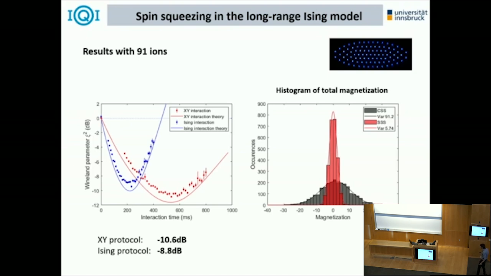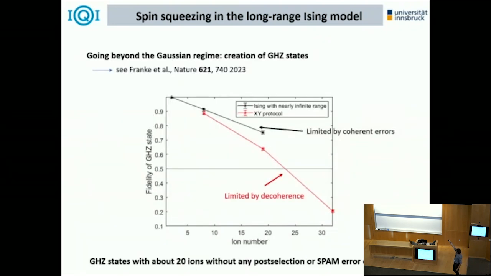The question is now, okay, what happens if you go beyond this optimal point of squeezing? What has been shown in this paper, in our linear chain experiment, is that you get to a non-Gaussian regime. And eventually, if you evolve much, much further, you end up in a state which is very close to a GHZ state. And this is what we see here. So we can look: can we also create GHZ states with this protocol? With this protocol, the answer is yes.